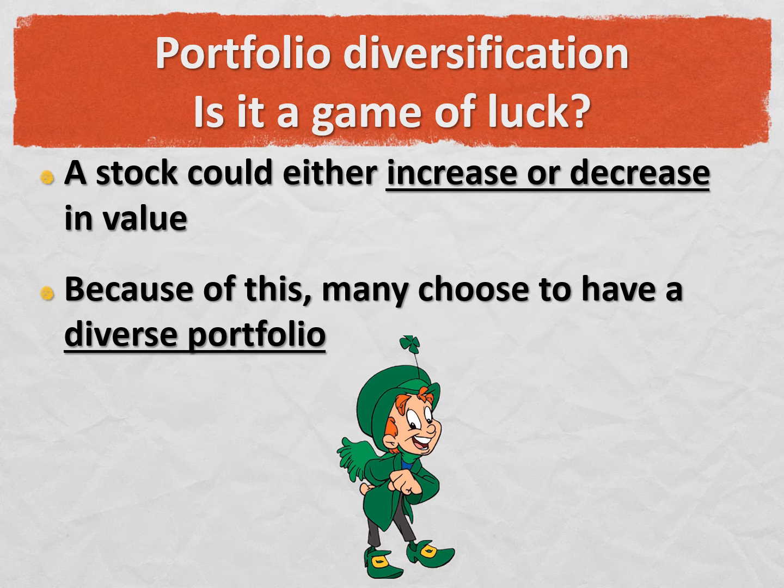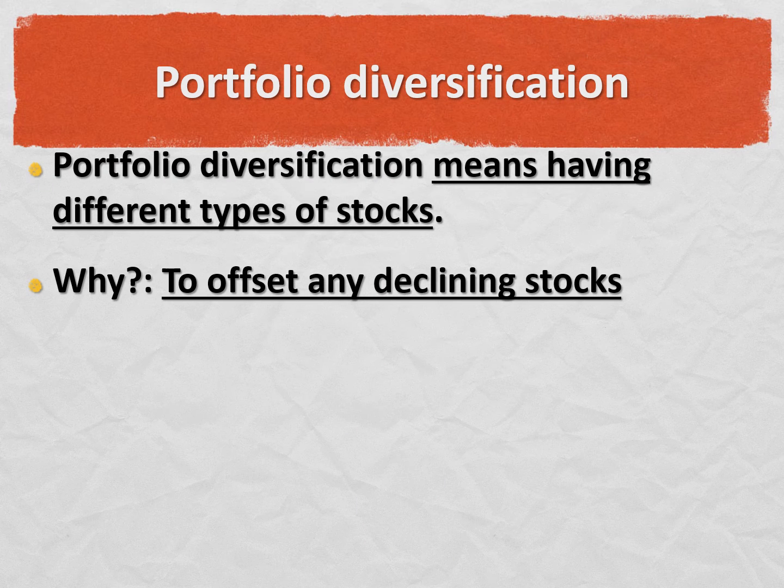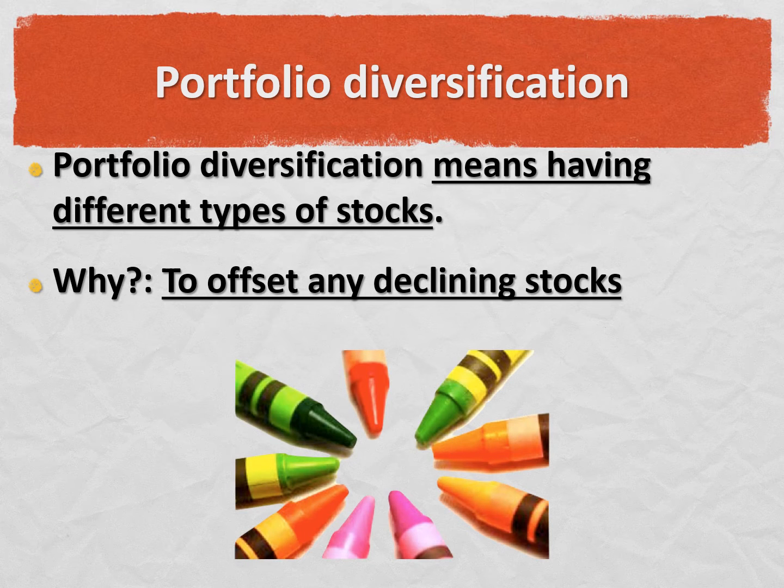Because of this, many people choose to have a diverse portfolio, meaning not all one type of industry. So it means having different types of stock. Why? To offset any declining stock. That's why you're doing 5 different stocks from 4 different industries.